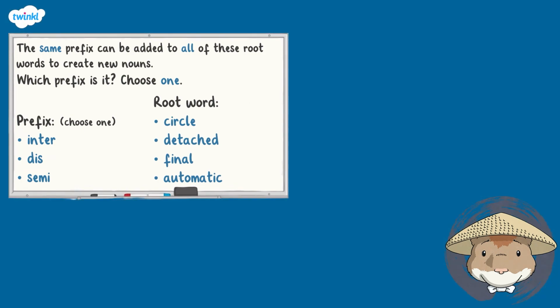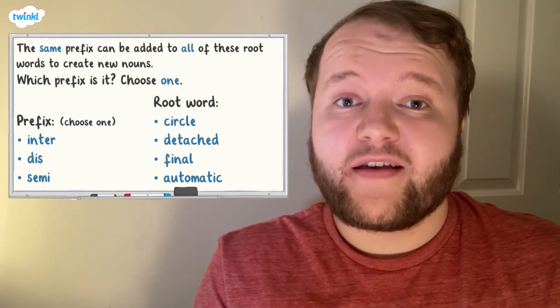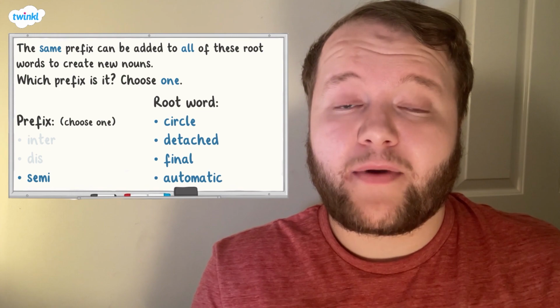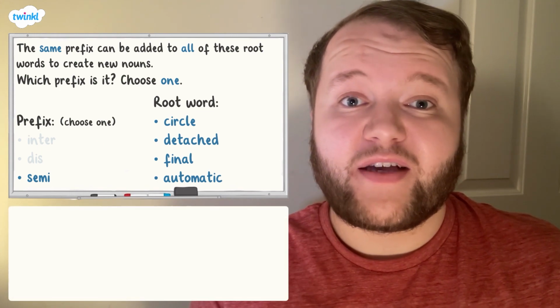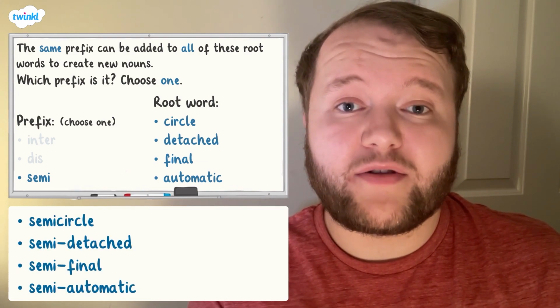Remember, you need to only choose one prefix that can be used with all the root words. Pause the video while you think and press play when you have an answer. Do you have your answers? Great. Let's take a look. The answer is semi. The prefix semi can be added to all of the nouns to make new nouns. Semicircle, semi-detached, semi-final, and semi-automatic.